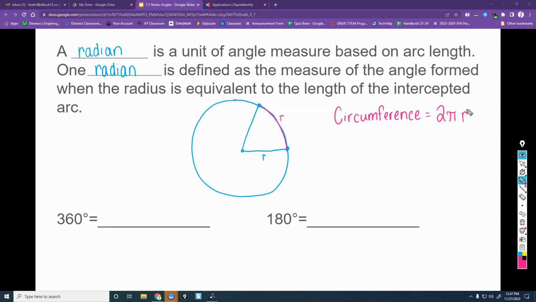Now let's think about that a little bit. 2 pi times the radius. That means the radius goes around this many times here. It's off, but if I draw all these in, right? I've got a radius here, a radius here, a radius here, a radius here, a radius here, and a radius here. So 1, 2, 3, 4, 5, 6 radii around.